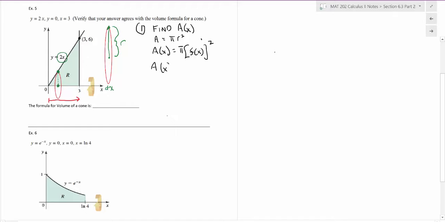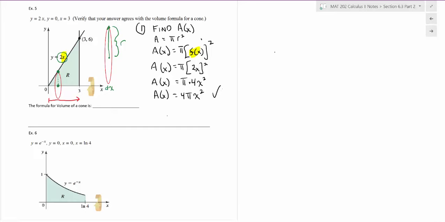So we have A of x equals pi. Now replace f of x with what it's equal to. The function is 2x. And that's already solved for y. So we'd have (2x) to the second. Okay, if you clean this up a little bit, you would get pi times 4x to the second. So that area function that we're going to work with is 4 pi x to the second. Okay, so that's always the first step, is figure out that disk, that area of that disk.